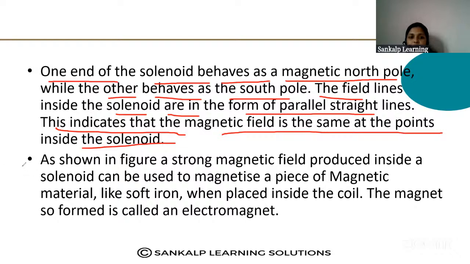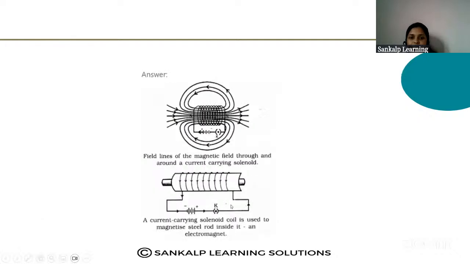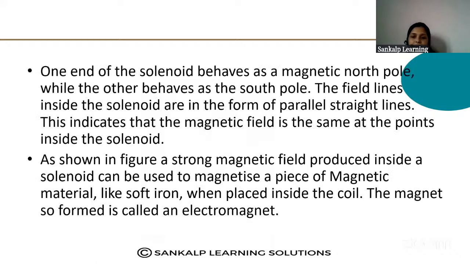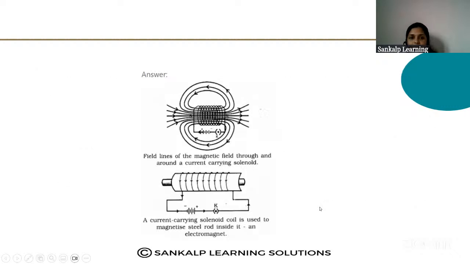Here I will show the diagram. So this is the current carrying solenoid and the field lines of the magnetic field through it. The magnetic field produced inside the solenoid can be used to magnetize a piece of magnetic material like soft iron. When placed inside the coil, the magnet so formed is called an electromagnet. So this is the diagram.